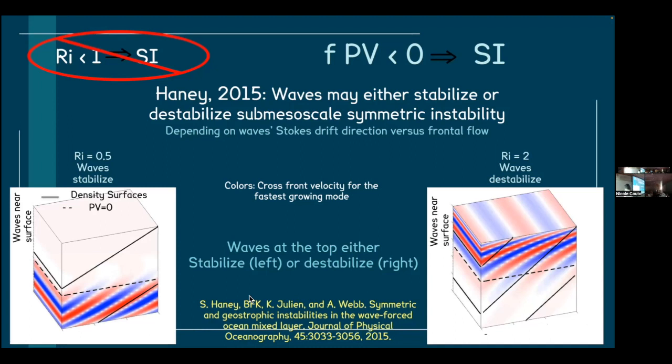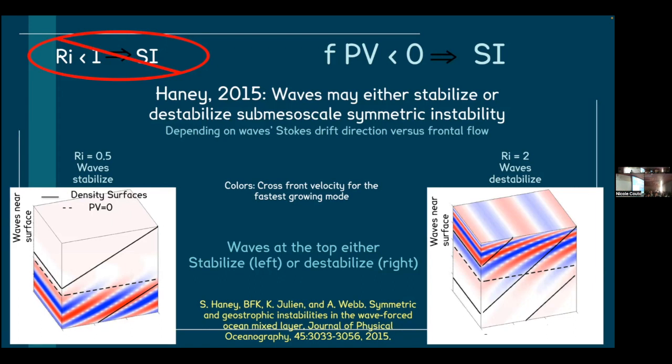All right. So this is just a little box. Here are some density surfaces. So we're sitting in a front like this. But if the waves are going one direction versus the front, they can make a front that should be symmetrically unstable, stable. So the missing stripes up here means that the symmetric instability is totally turned off by the waves. Or the other way around, you can make a region where there should have been no symmetric instability based on the normal parameters go symmetrically unstable. So this is the figure that explains that waves at the top could either stabilize or destabilize the symmetric instabilities.